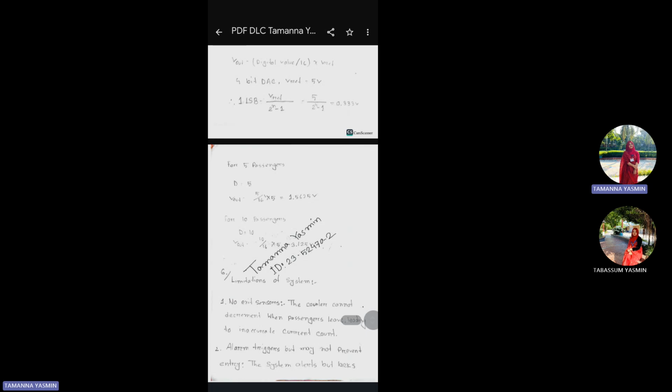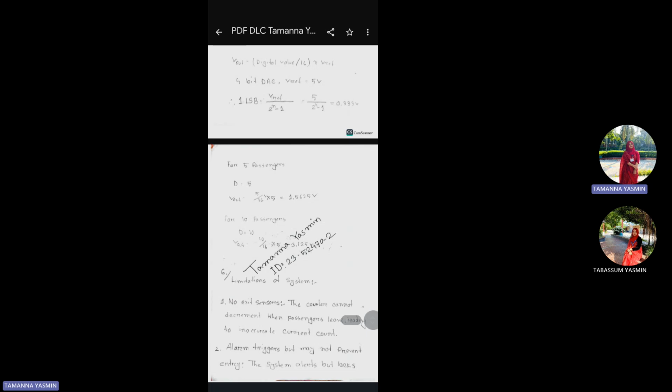step size of voltage. For 5 passengers, the digital input is 5, so the output voltage is simply 5 multiplied by the step size. And for 10 passengers, the digital input is 10, so the output voltage is also 10 multiplied by the step size. My final output for 5 passengers is 1.5625, and for 10 passengers is 3.125 volts.